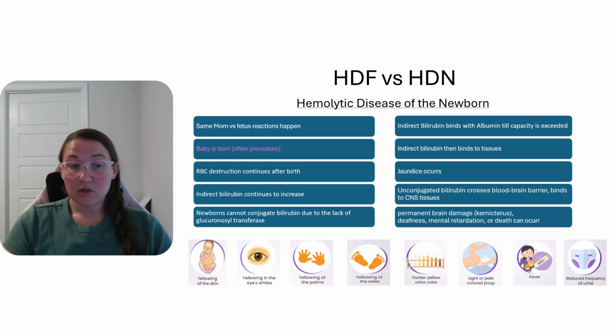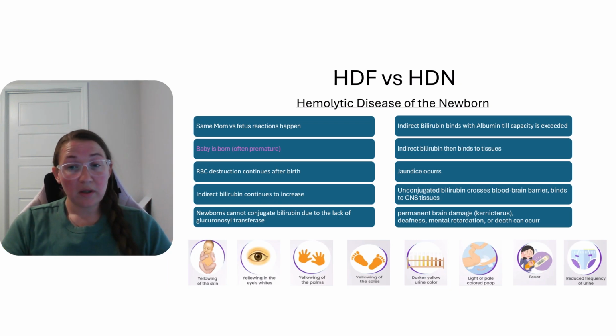Jaundice will occur, which is where we're seeing yellowing of the skin, yellowing of the eyes, the hands, the feet. You'll start to see changes in the baby's appearance. And that unconjugated bilirubin, or indirect bilirubin, if it continues to build, it can cross over the blood-brain barrier and bind to the central nervous system tissues.